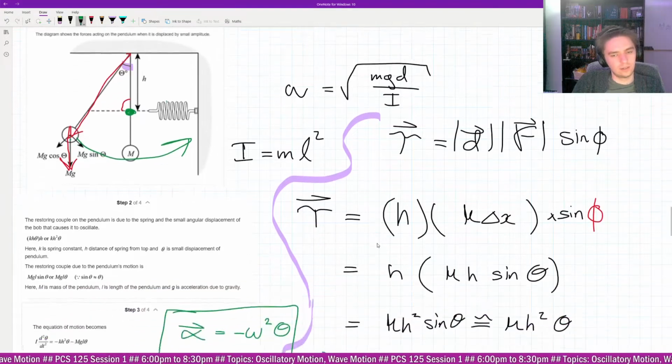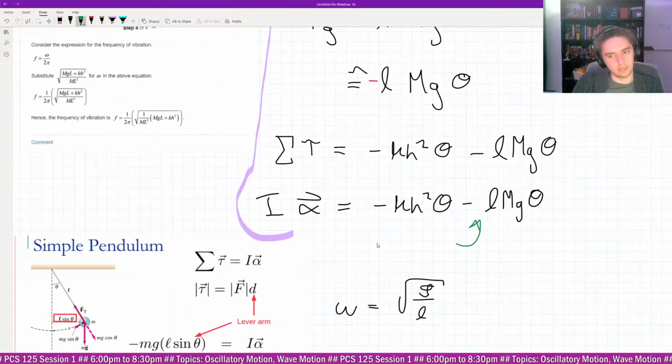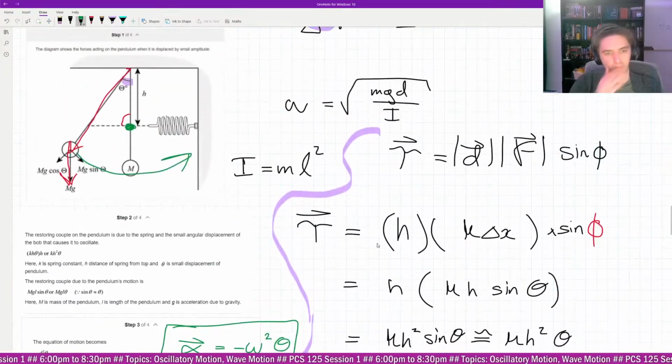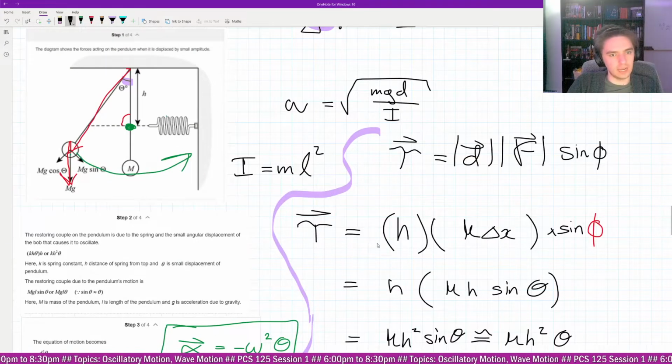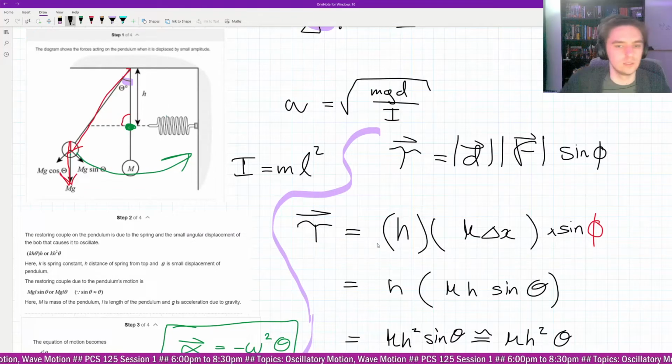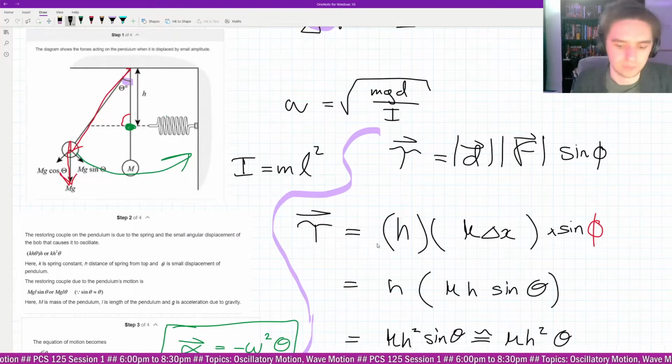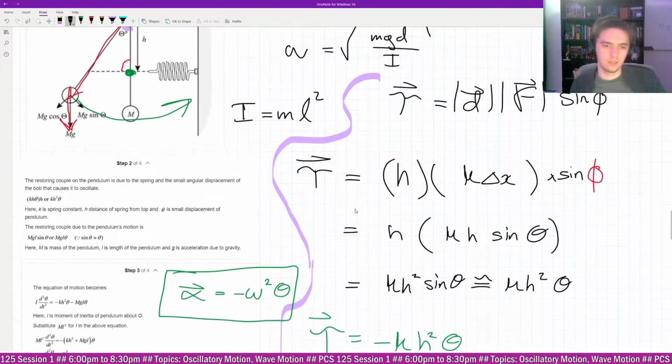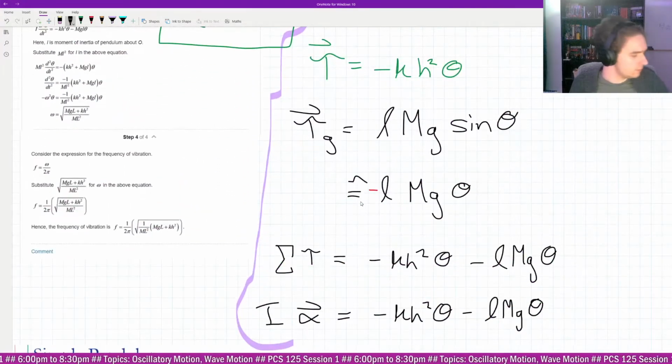Oh, okay. Yeah, makes sense. Right, that's why I put a negative sign. The same thing because this spring is going to be pulling back this way. So the torque is also negative. So there's two negative torques. Okay, any questions?